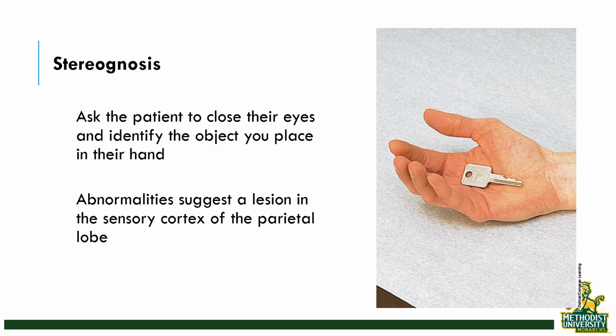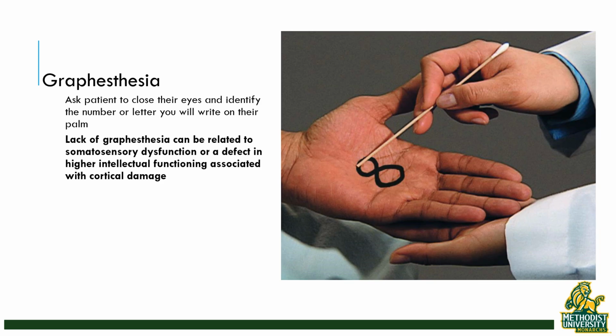Stereognosis is a more complex test that requires sensory processing in the cortex, along with being able to feel the item in the hand. So you give somebody a familiar item, a key or a pen, and with their eyes closed, ask them to identify it. For graphesthesia, we write a number on the patient's hand with their eyes closed and ask them to identify it.